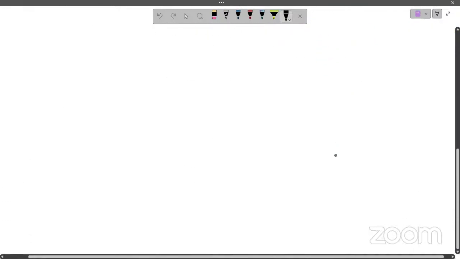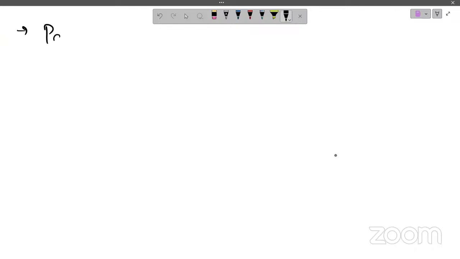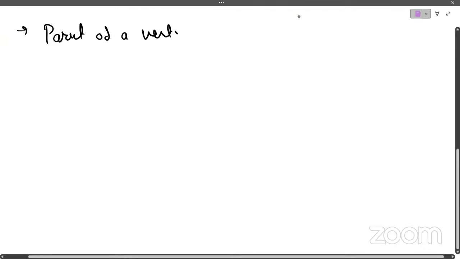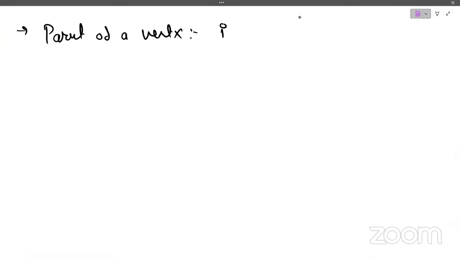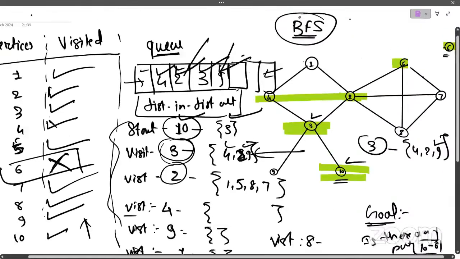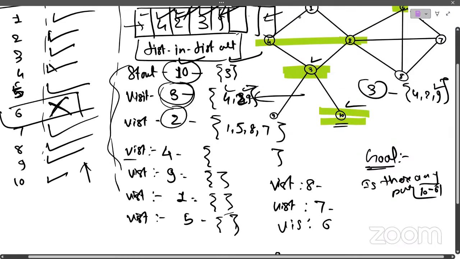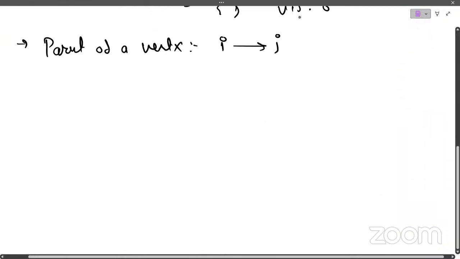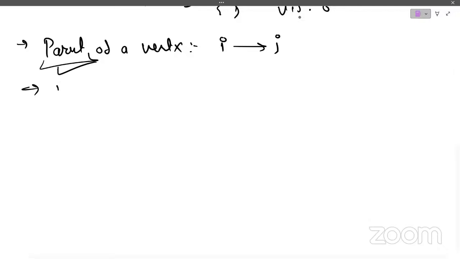I'll go to one more thing. So in BFS, this is one general process. Then there is the parent thing. A vertex I is said to be a parent of J if J is coming from I. For example, here 1 is coming from 2. First I will visit 2, then I will get 1. So 2 is called the parent of 1. So in BFS, we also take account of parent and of level.